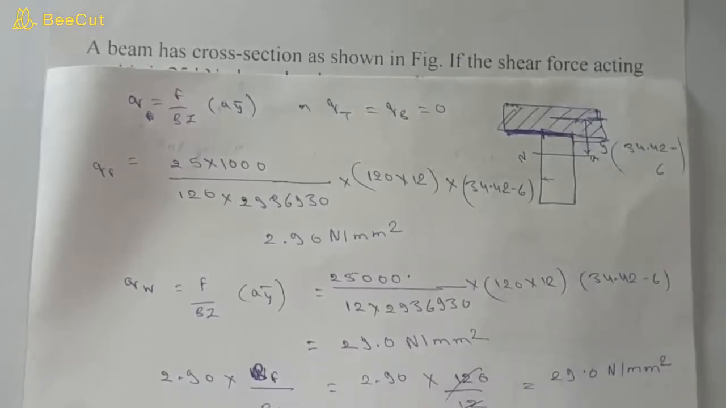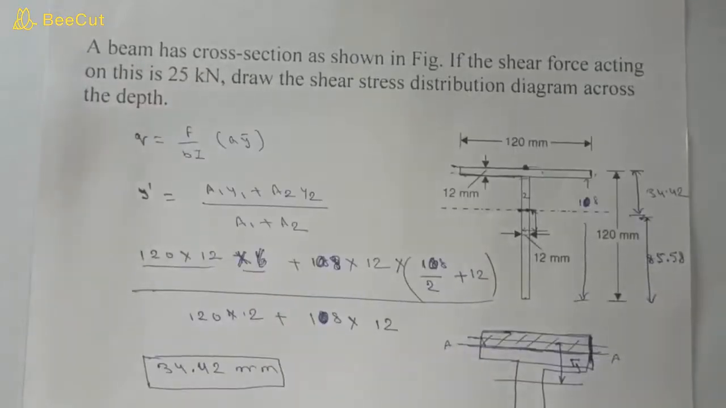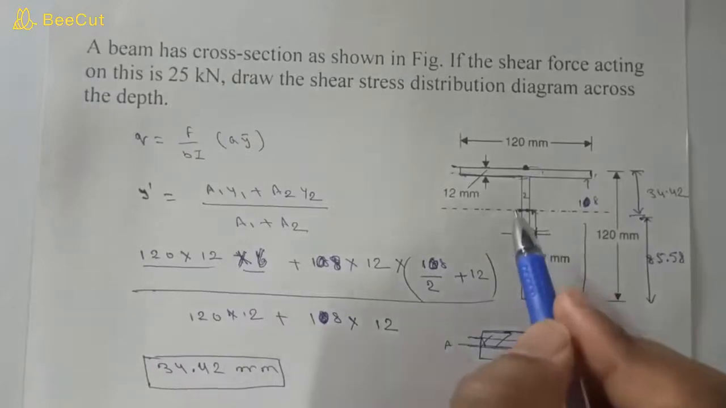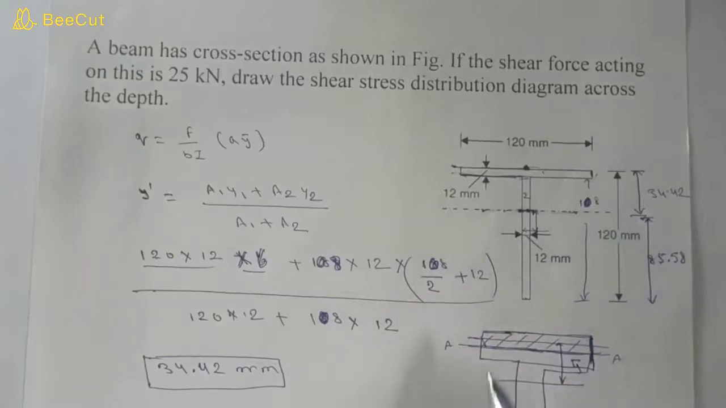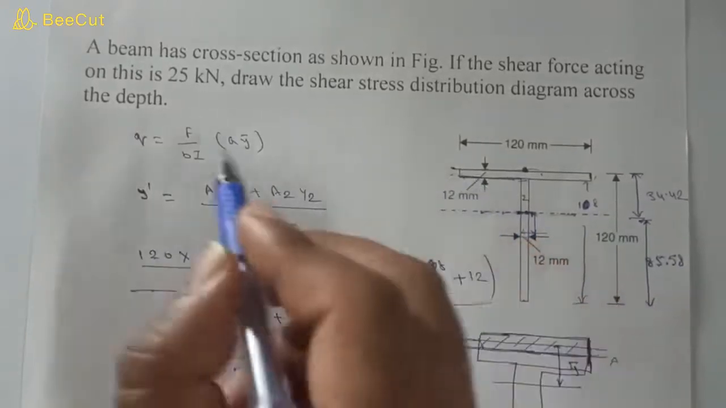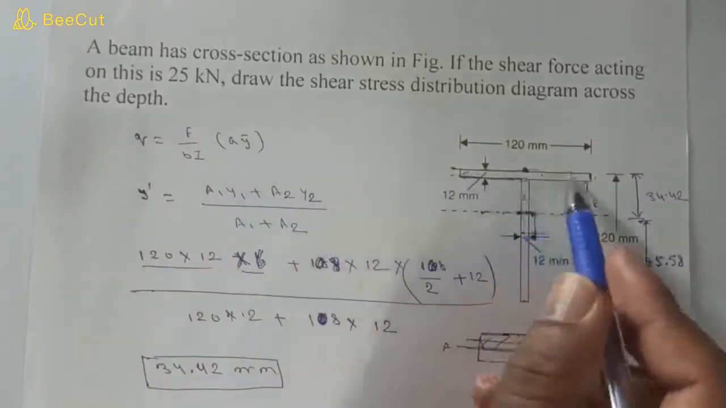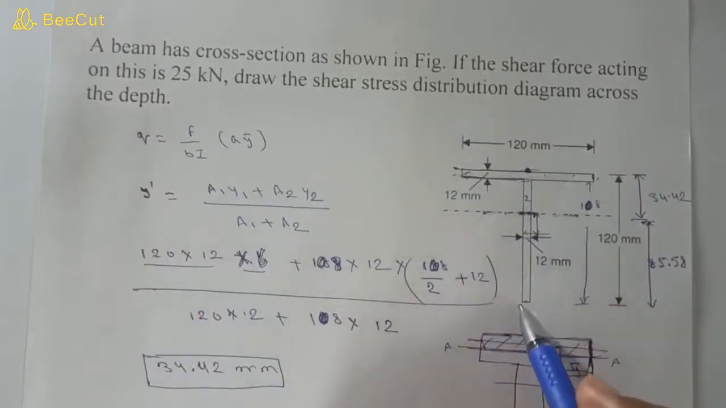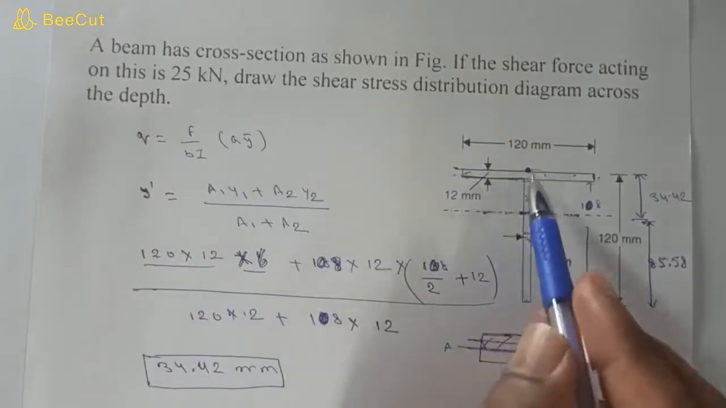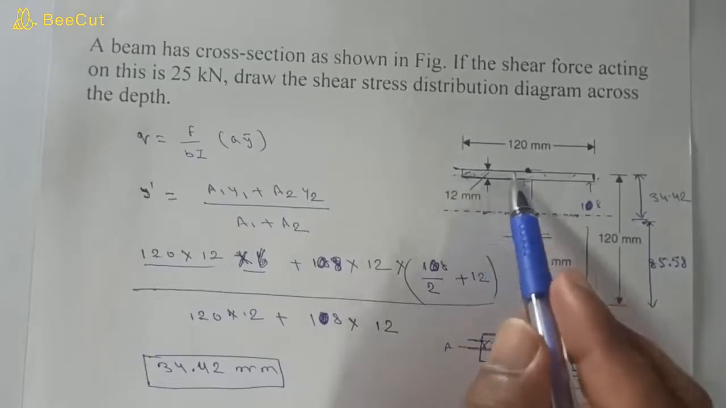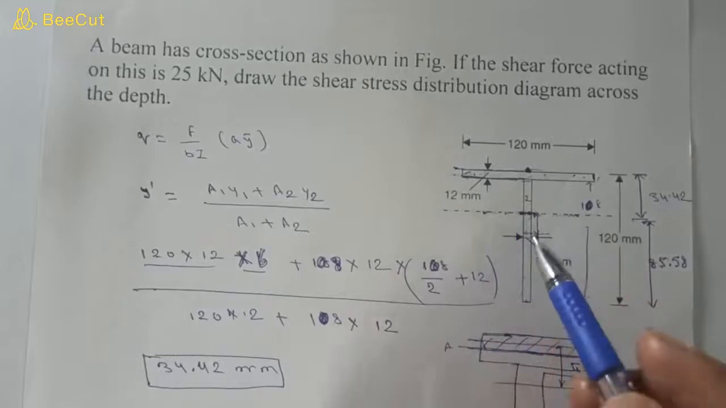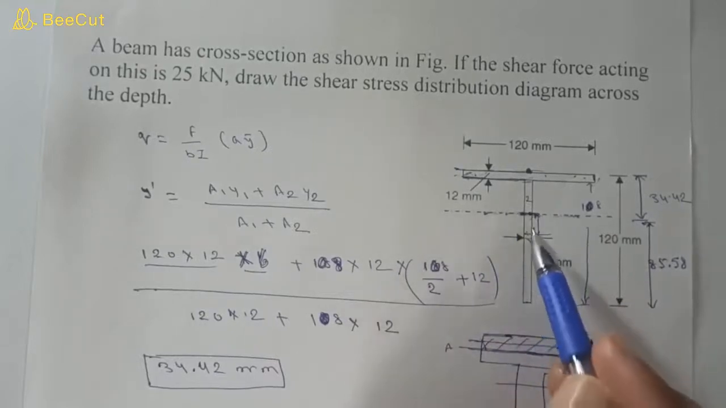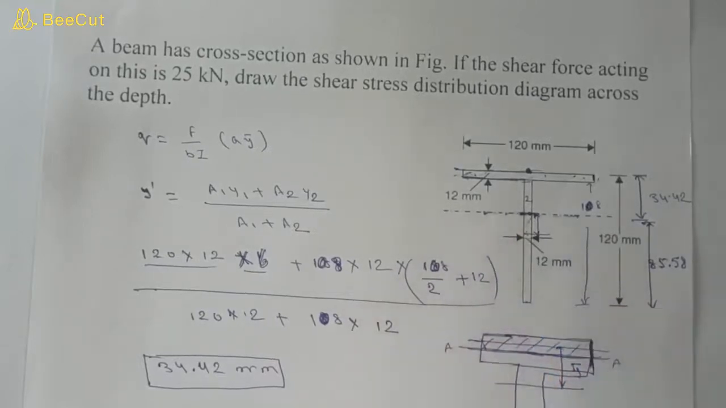Now we have to calculate at another important point, which is the neutral axis. To calculate at the neutral axis, we can calculate area into distance, A y, for either this section or this section. For the top section, it is two areas, so we would have to calculate A1Y1 plus A2Y2. So it is better to calculate only one, A3Y3, for the bottom section.